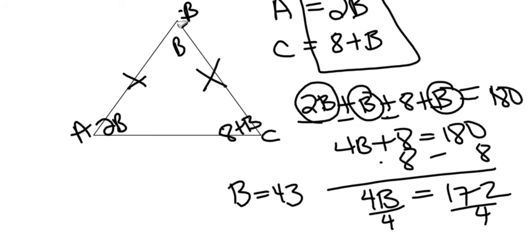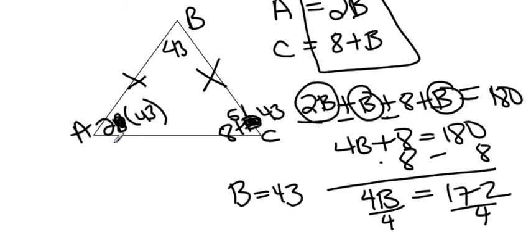So I can replace each of these angles with their measures. Angle B is 43. Angle C is 8 plus B, which was 43, so 8 plus 43 is 51. And angle A is 2 times B, and we said B was 43. So angle A is 86.